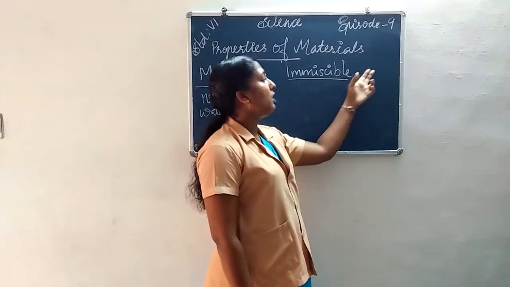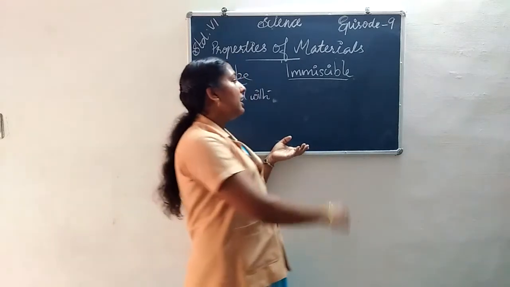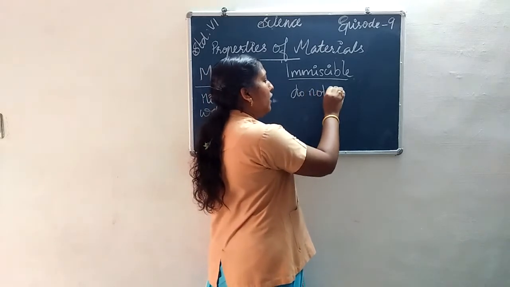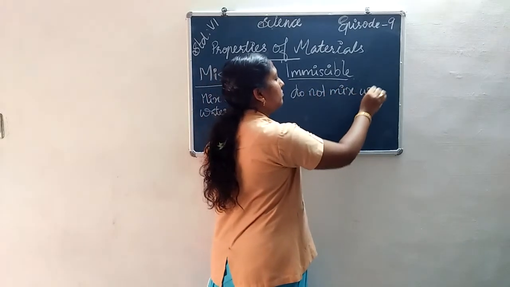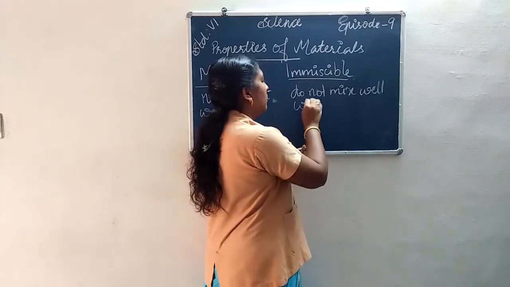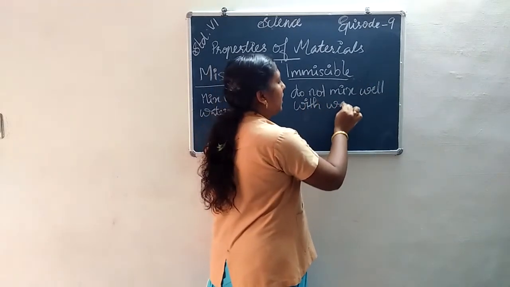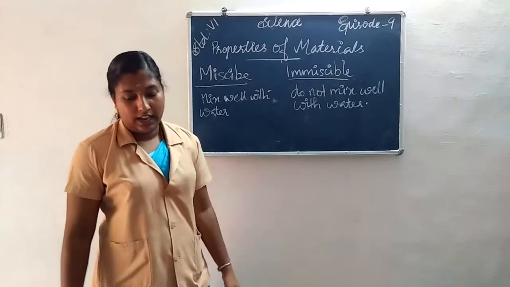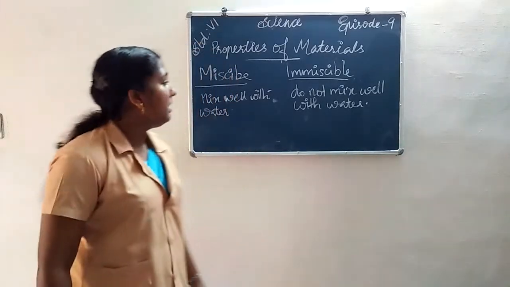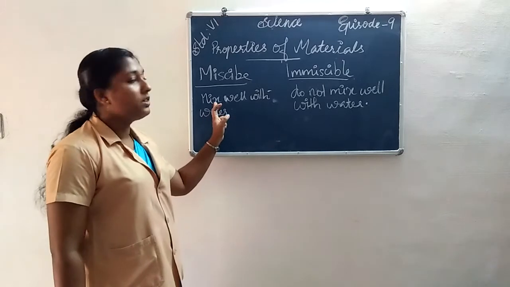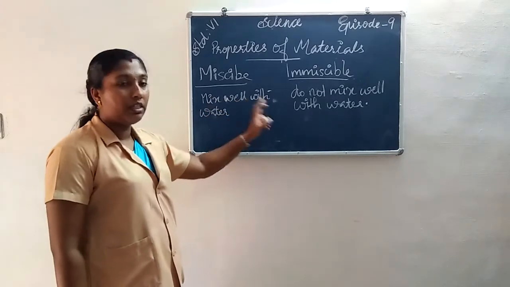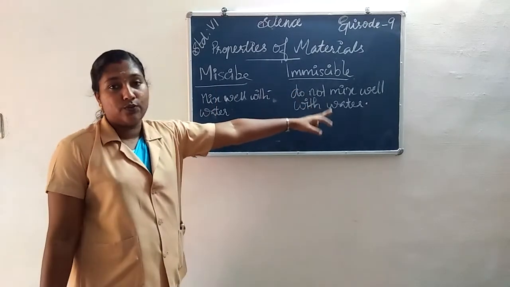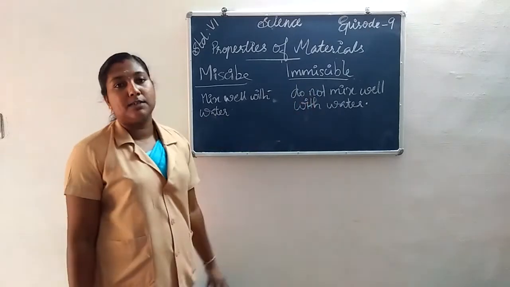What do you mean by immiscible liquids? The liquids which do not mix well with the water are called immiscible liquids. All of you understood? Those liquids which mix well with the water are called miscible liquids. The liquids which do not mix well with water are called immiscible liquids.